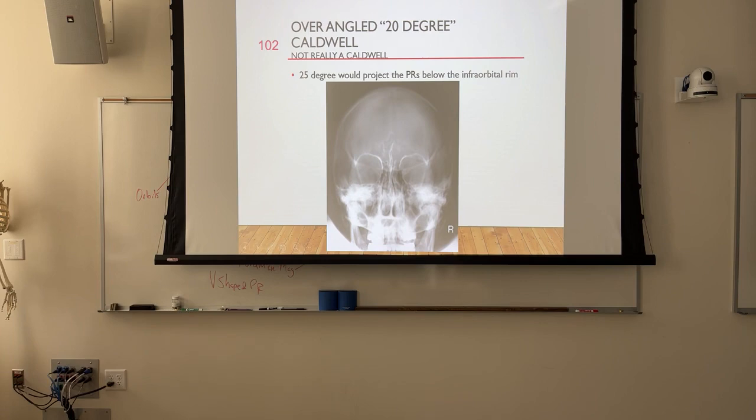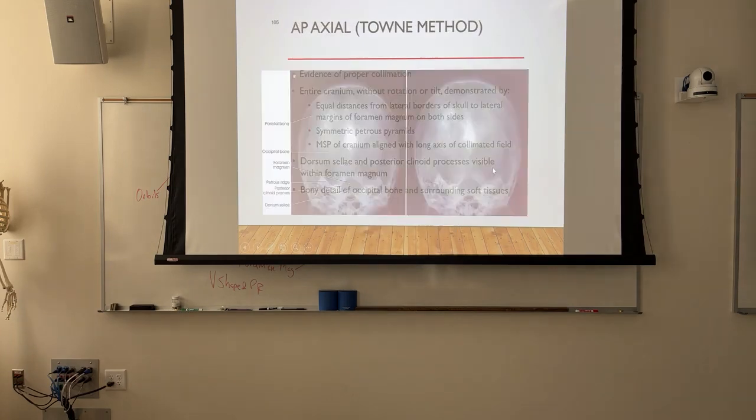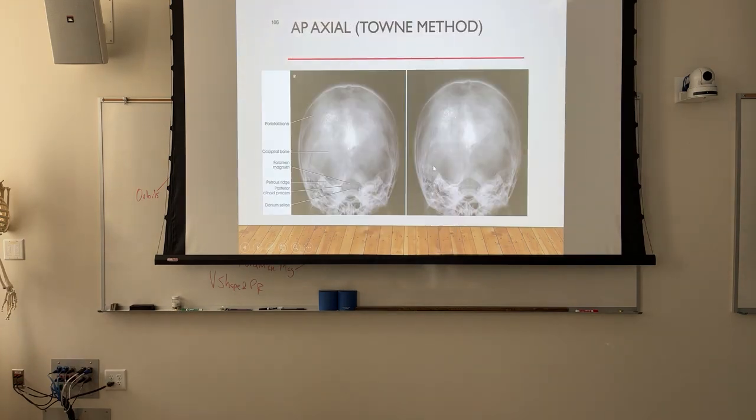Okay? And the other thing is in our Towns method. All right, so remember, this is Towns. We don't see the orbits at all. We've got the V shape to the petrous ridges. And the skull looks really stretched out, right? So if we were to include the entire skull with the facial bones, it looks like it's about 2 feet long. It's really, really stretched out.